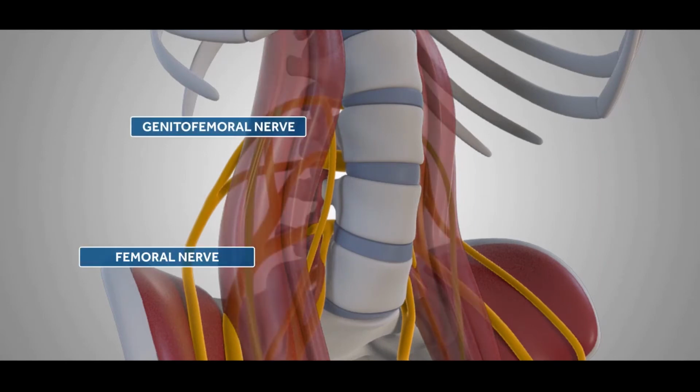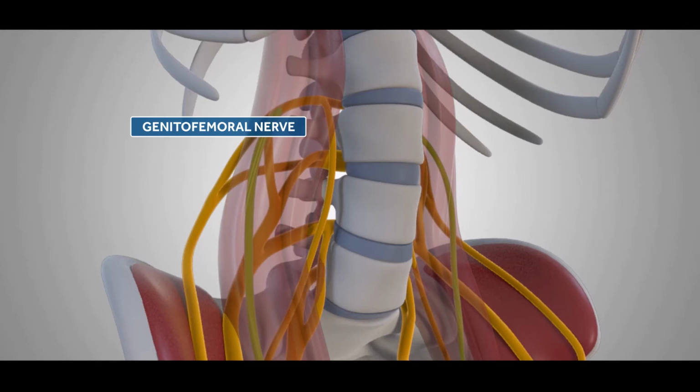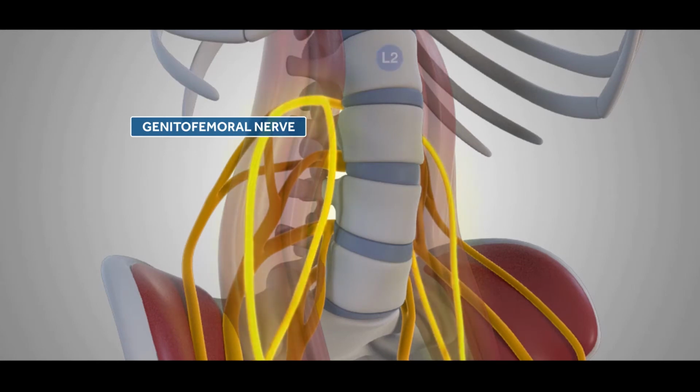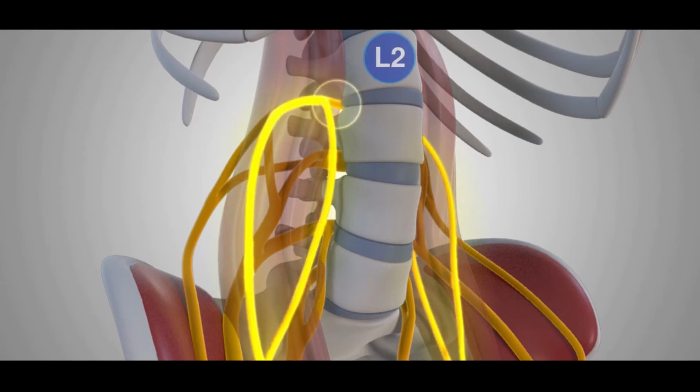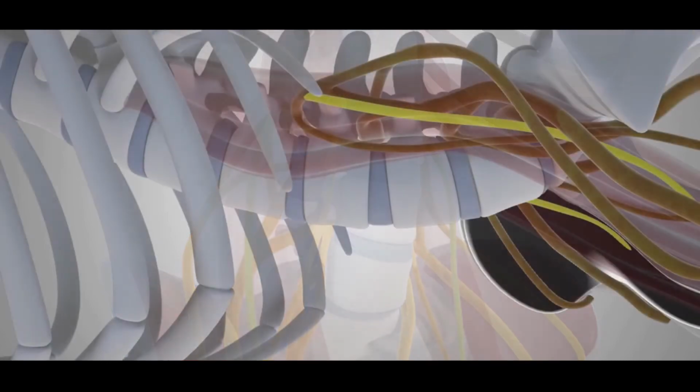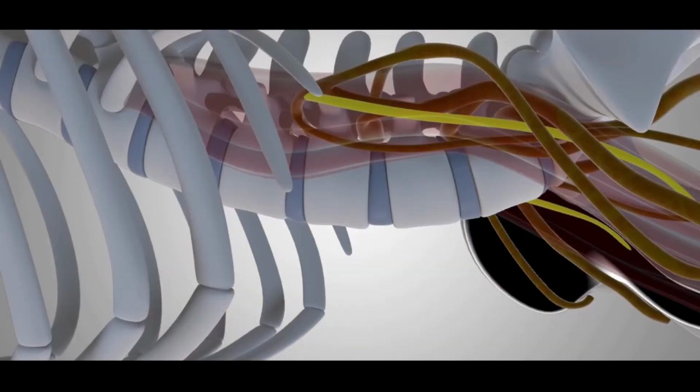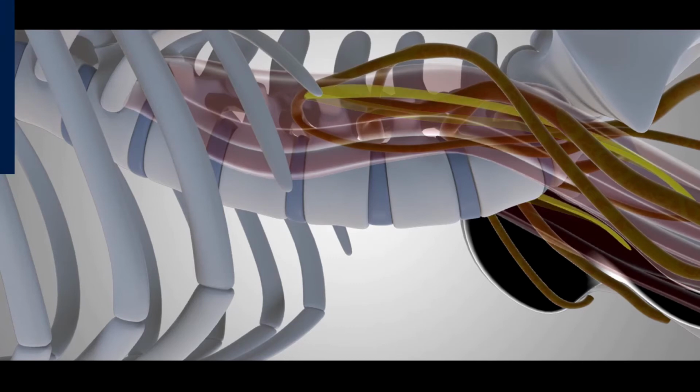The genitofemoral nerve exits the psoas muscle at approximately the L2 disc space and may be visualized during the OLIF25 procedure. If visualized, it can be mobilized temporarily to allow for entry into the disc space.